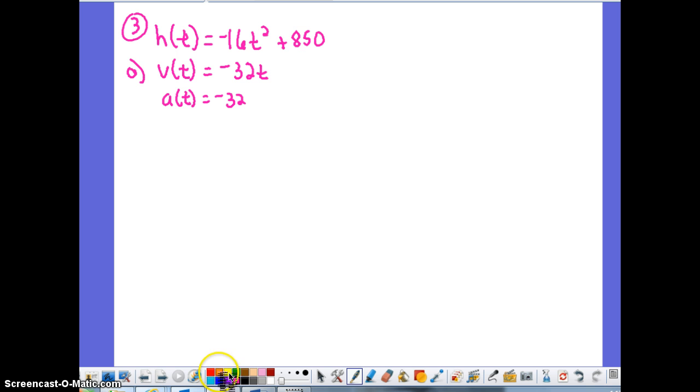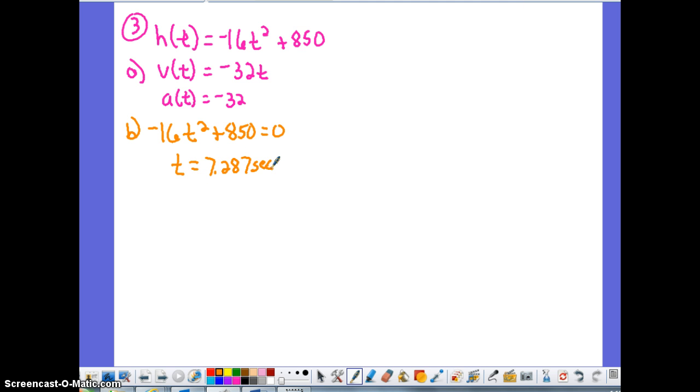Letter B asks us to go through and find out when the rock hits the ground. So the ground is a position, so we're going to take our position function, negative 16t squared plus 850. We're going to set that equal to 0. The position of the ground is at 0. So when you do that, you end up with time is equal to 7.287 seconds. So that's when it hits the ground.